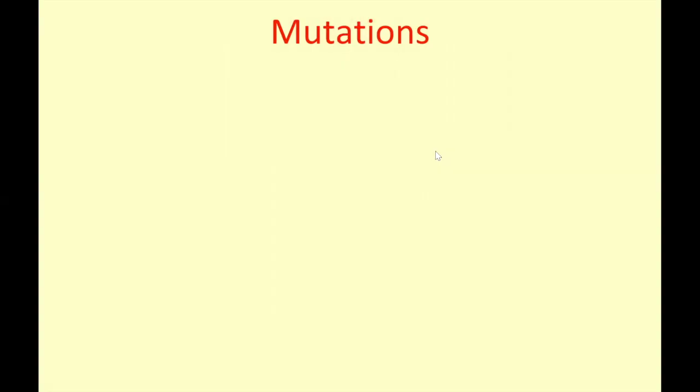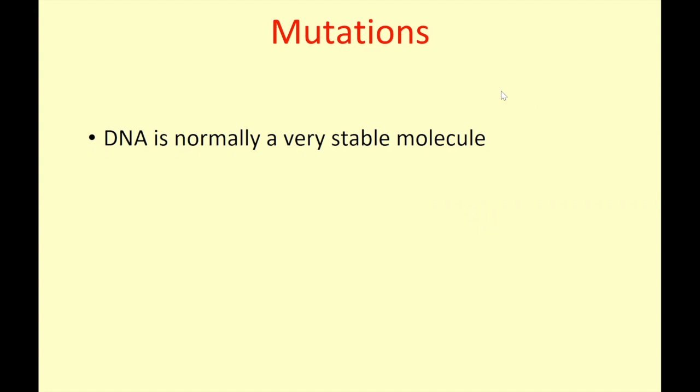Let's have a look at the mutations, folks, what they were. DNA is normally a very stable molecule, okay? And it's stable for reasons that we have already discussed. Firstly, there's a huge number of hydrogen bonds, isn't there? Between every single pair of bases, there is a hydrogen bond. And so collectively, that means it's very strong.